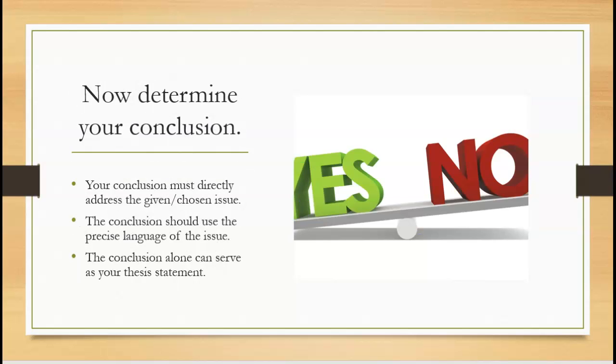Keep in mind that your conclusion has to directly address the given or chosen issue. And to make sure you do that, you should write your conclusion using the precise language of the issue. Sometimes if you change the language of the issue, you change the issue, and then you don't realize what you've done until you've really committed yourself to writing a paper that's totally irrelevant.